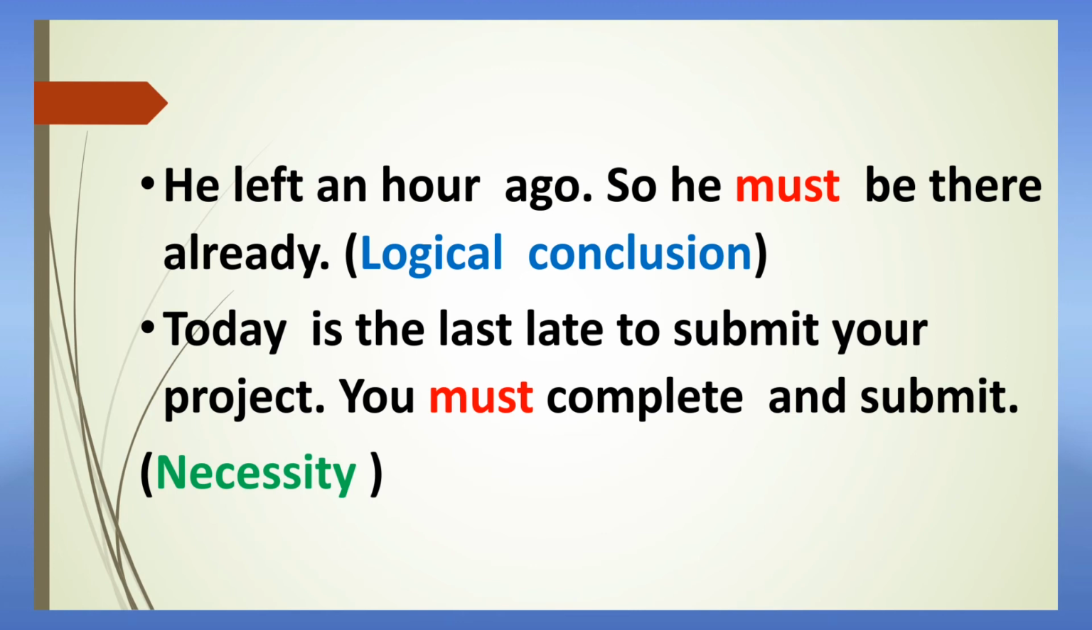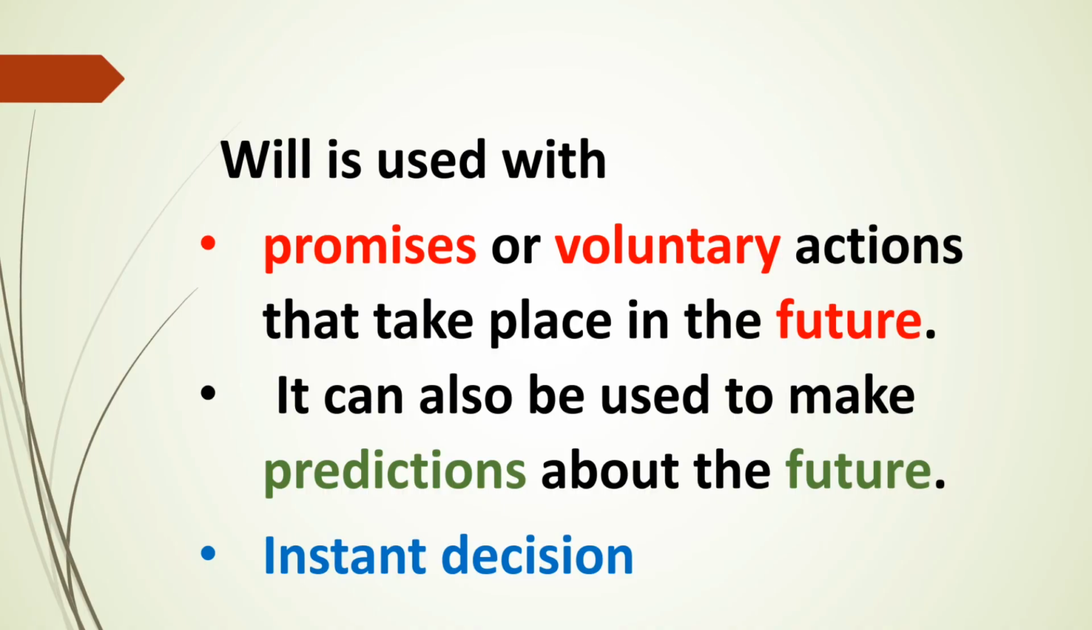So now let's move to another modal. Let me move to the sixth modal. The sixth modal verb is will. Let's learn the functions of the modal will. The first function of the modal is promises. The second one is voluntary actions that take place in the future.